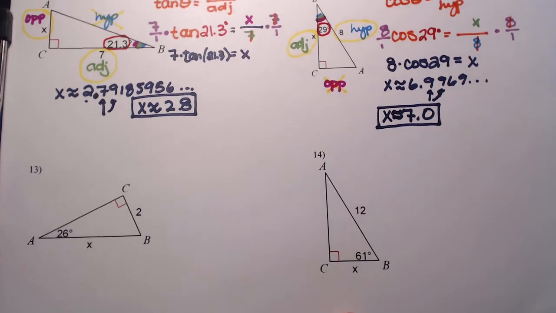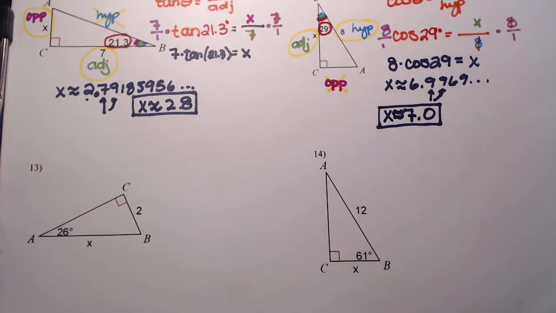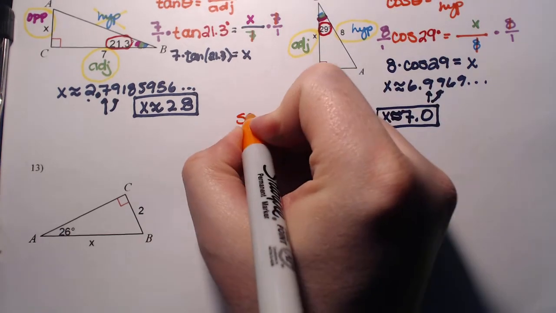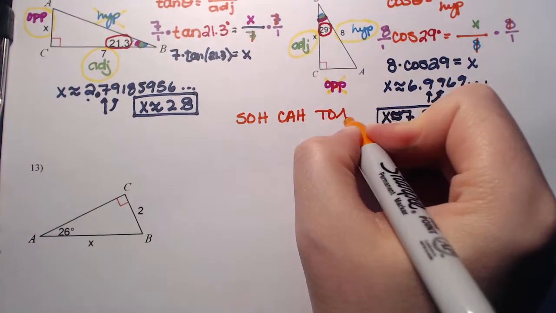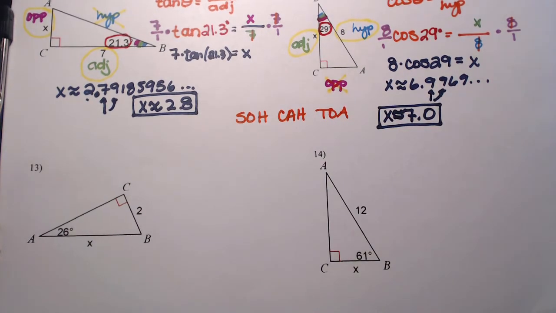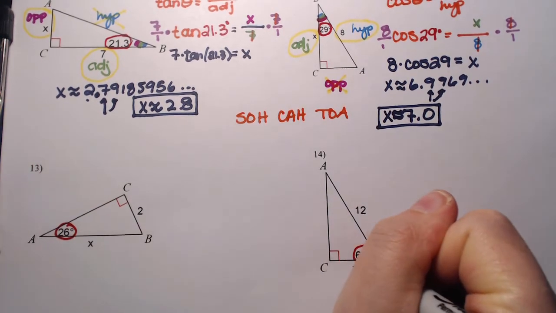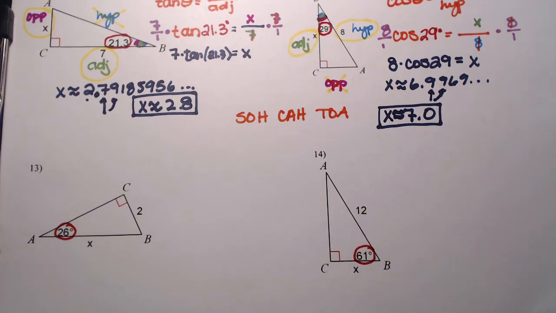Okay, so let's do the other two. So, same process. I'm going to rewrite SOH CAH TOA up here. So I'm going to look at my angle. I'm going to set both of these up at once.